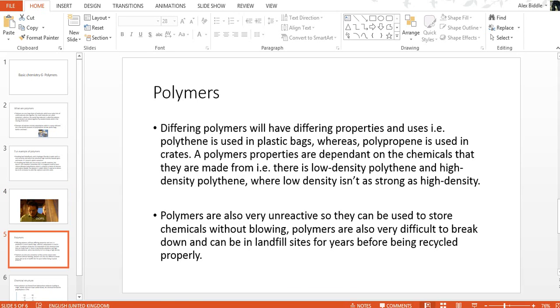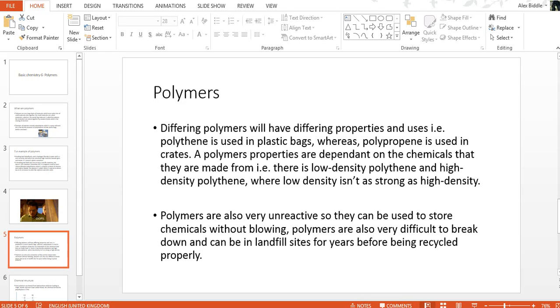So more on polymers. The differing polymers will also have different properties. Polythene is used in plastic bags, whereas polypropylene is used in crates. A polymer's properties are dependent on the chemicals that they are made from. As I said earlier, I think all polymers are initially made from hydrocarbons, but obviously they come into contact with other elements such as chlorine, hydrogen, anything like that.